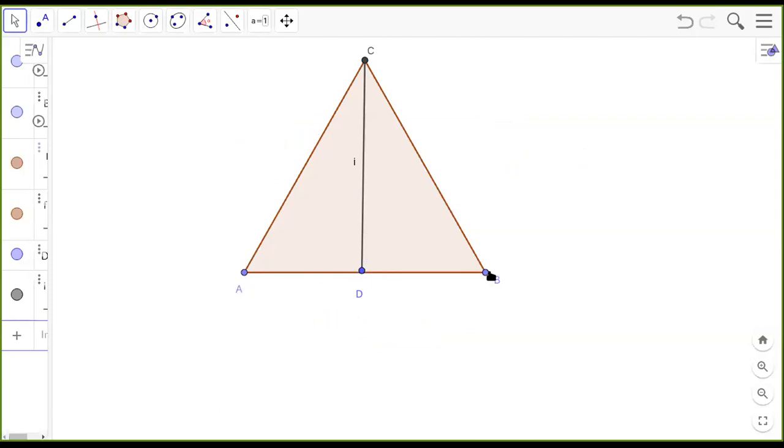That's what you mean by the median. It divides the base into two equal halves. So your AD will become equal to DB. Now the whole length AB is 2 times A. So what will be your AD and DB? If the whole length AB is 2 times A, then this will be A and this will be A.